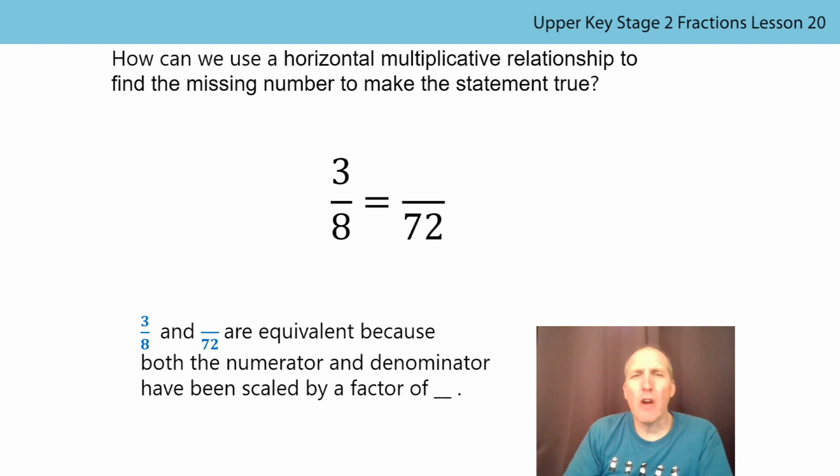You really need to know those multiplication tables. How can we use a horizontal multiplicative relationship to find the missing number to make the statement true? 3/8 is equivalent to something over 72. Use your times table knowledge to find the relationship between the denominators. Can you then complete the stem sentence? Pause and come back when you've got a solution.